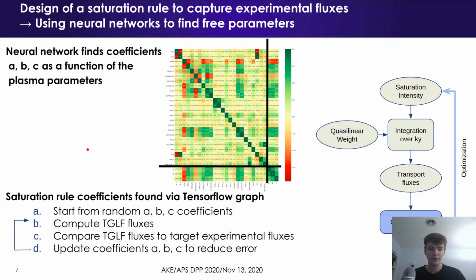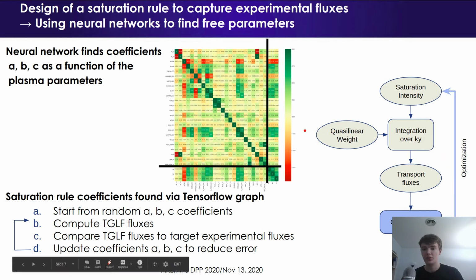So going on to the TensorFlow graph, basically what we're doing is we're starting from random A, B, and C coefficients, then we're computing the TGLF fluxes, and then we're comparing those to the target experimental fluxes. And then we're updating the A, B, and C coefficients, computing the TGLF fluxes, rinse and repeat. And that's given by this chart you see to the right of you.